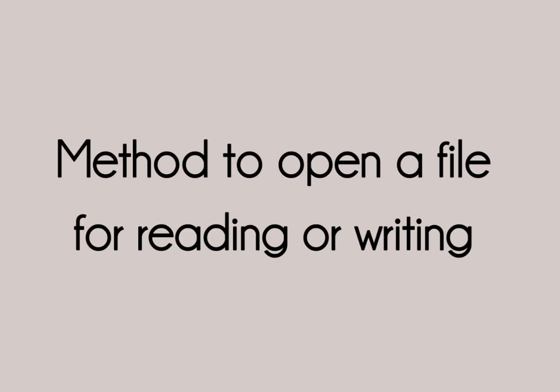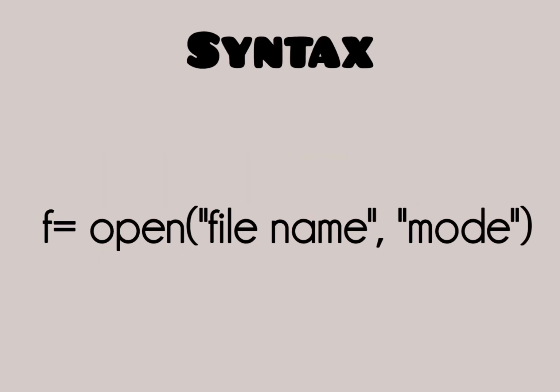Now we will discuss the method to open a file for reading or writing and for many more things. First, you have to keep the syntax in your mind so that you can open any file anywhere easily. For opening any file, first you have to take a variable in which you can open your file. So I am taking f as a variable here, and then equal to, that is our assignment operator. So f equal to, and then I have used the open function. The open function will help us open any file, and then inside the parentheses you have to write the file name and the mode, separated by a comma.